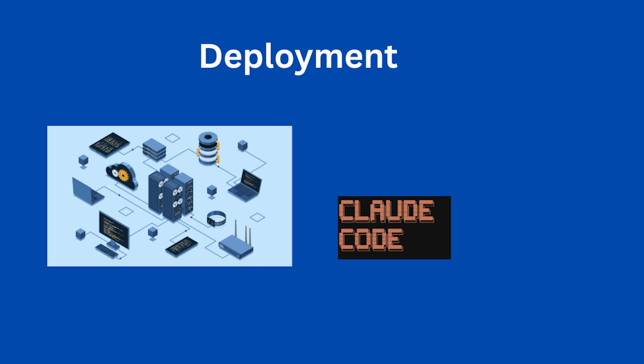Once everything works properly on our local machine, the next step is deployment, putting the website online so that anyone can access it. With AI-assisted development, deployment can become a normal part of our workflow rather than something that feels like a completely separate technical challenge.